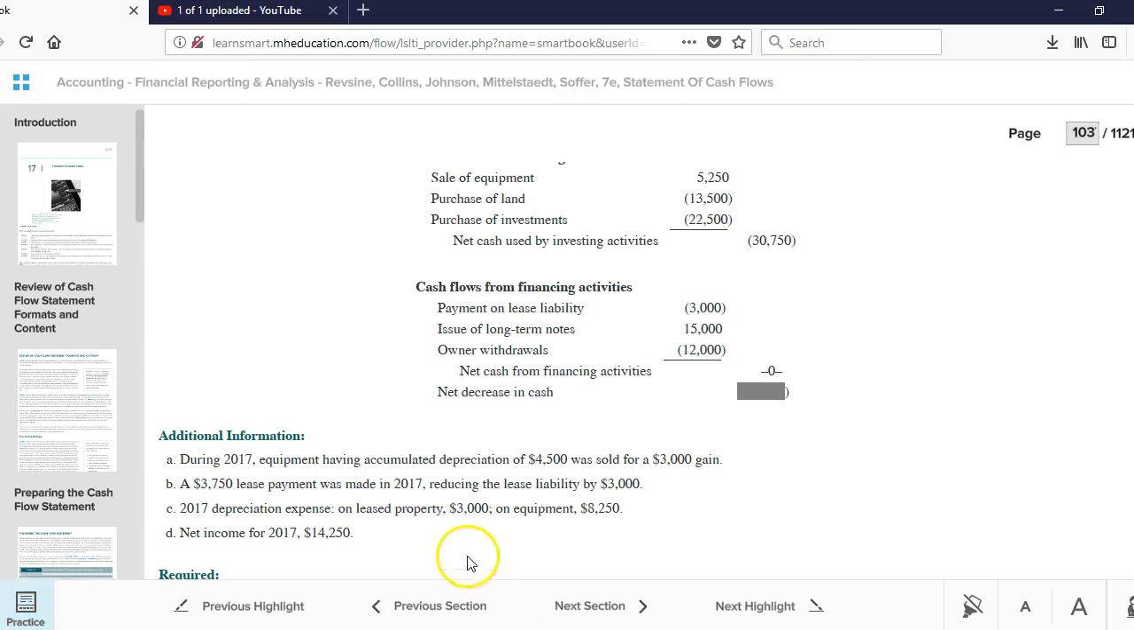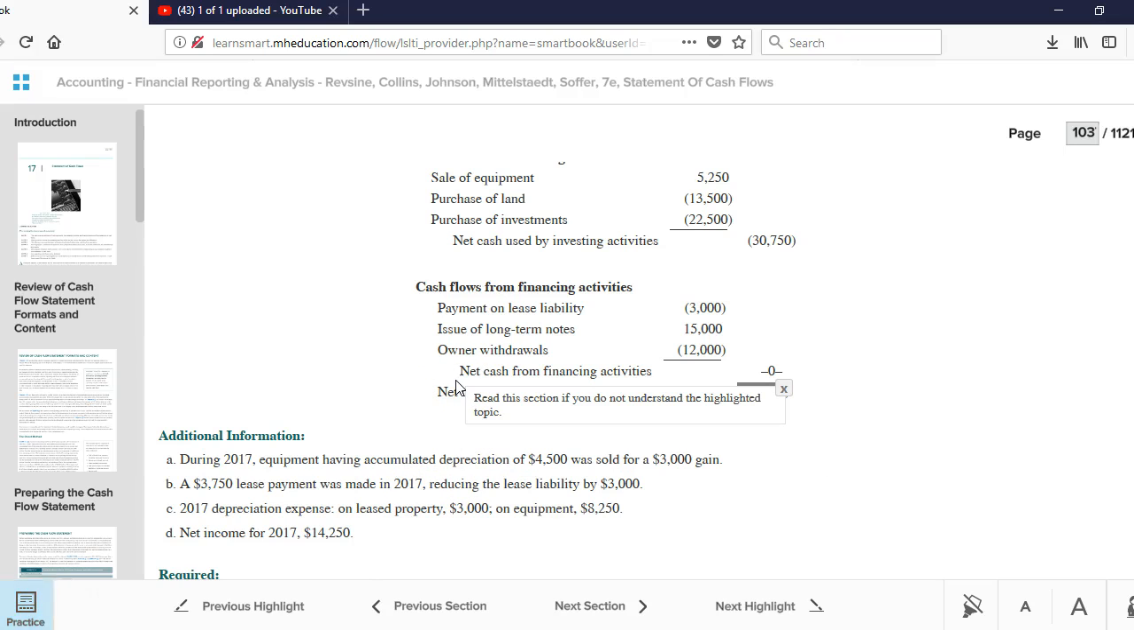So let's go back and take a look at the adjusting items down here. Letter A, during the year, equipment having a depreciation of $4,500 was sold for a $3,000 gain. A lease payment was made, reducing the lease liability by $3,000. Depreciation expense on leased property was $3,000 and equipment is $8,250. Net income was $14,250.